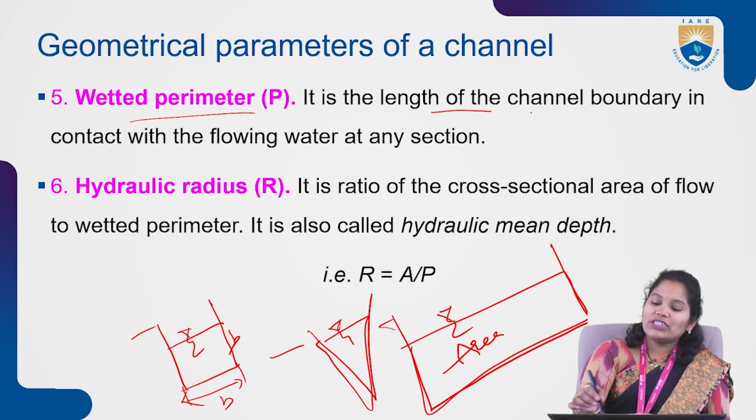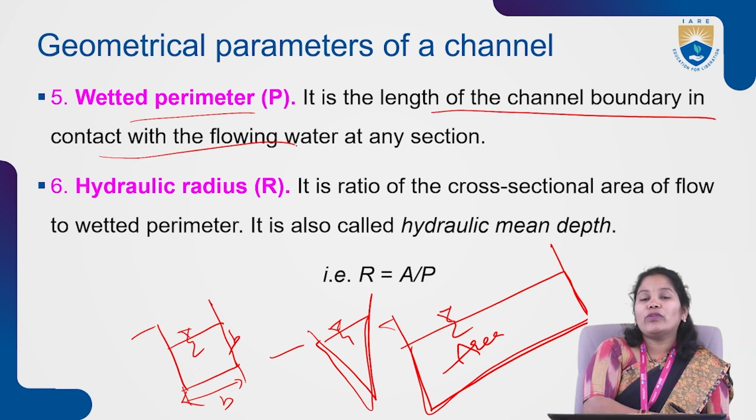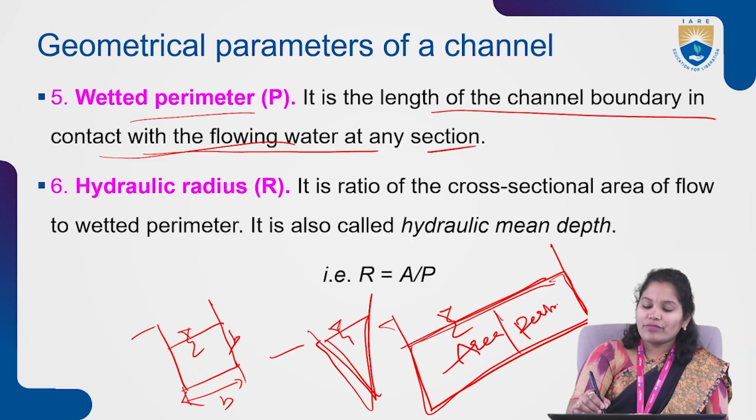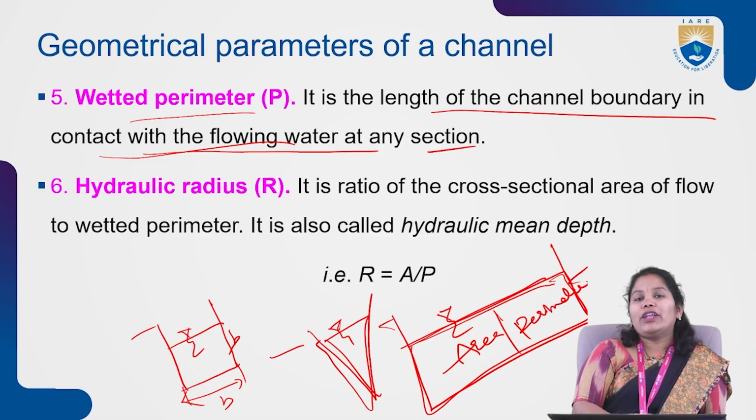The wetted perimeter is the length of the channel boundary in contact with the flowing water at any section. So this is your wetted area and this is your wetted perimeter. What is the wetted perimeter? It depends upon your geometry.